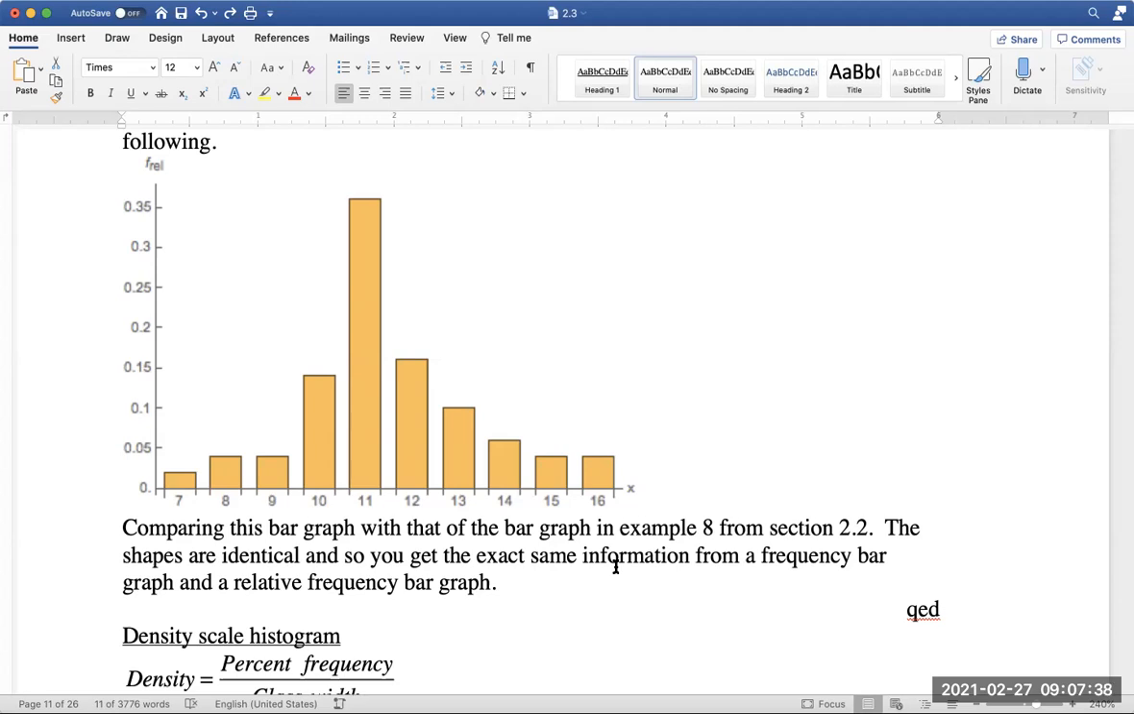And the shape should look identical. Of course, depending on your scaling, you could squeeze it up or squeeze it down, depending on your scales here. But other than that, the shape looks identical.